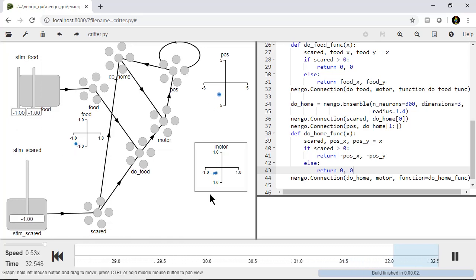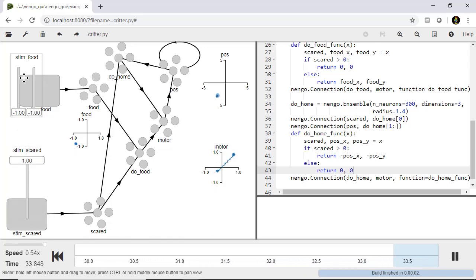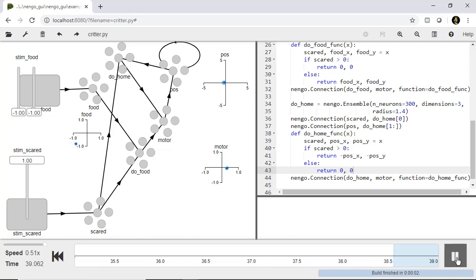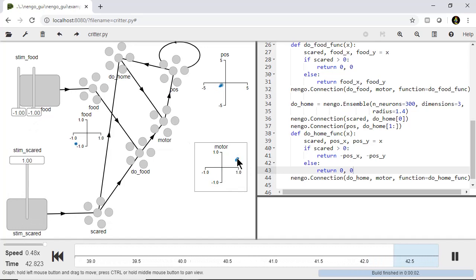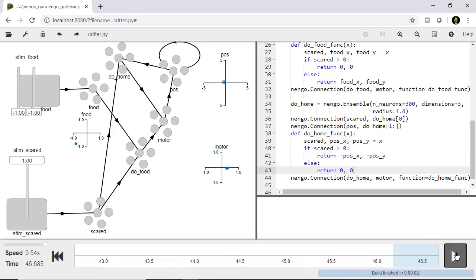And go in different directions, wandering over that way. Then we can go ahead and scare it. And it's going to run back home. And it runs back home. And you'll even notice that as it was getting closer to home, it slowed down a little bit. The motor slowly came back towards 0, which wasn't technically anything we programmed in here, but that's entirely due to the fact that the neurons are just approximating these functions.